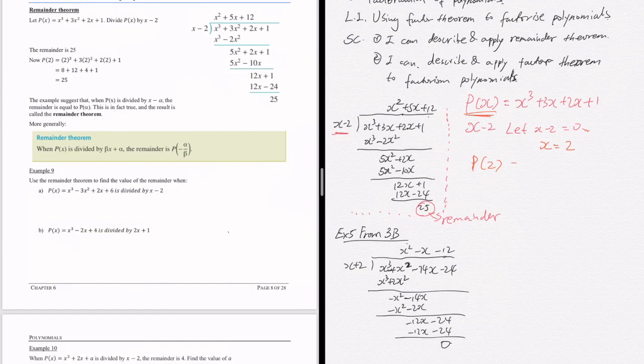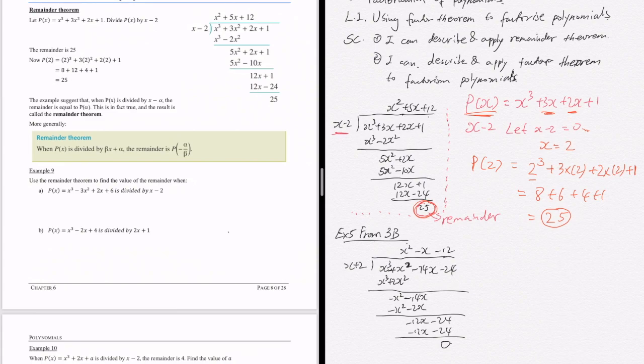So p of 2 will be 2 to the power of 3 plus 3 times 2 squared, then plus 2 times 2 plus 1. If I solve it out, that will be 8 plus 12 plus 4 plus 1, equal to 25. And you see that 25 is actually my remainder. So this is part of our remainder theorem.